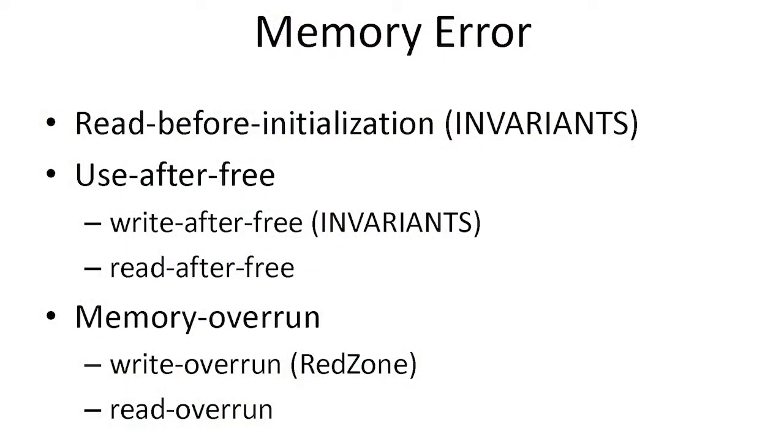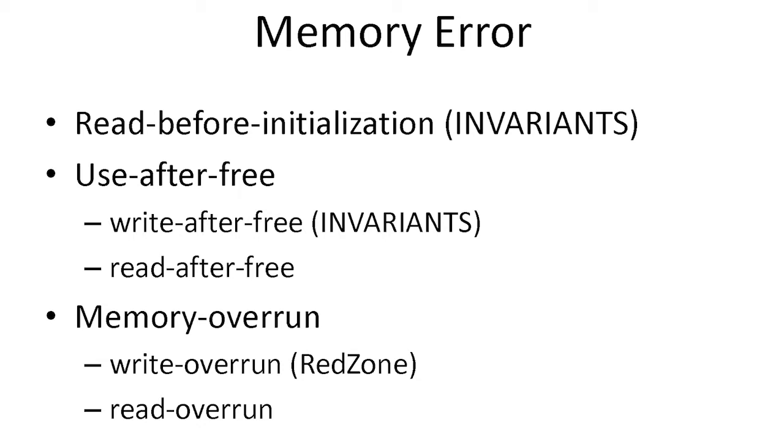First, the memory error is about dynamically allocated memory in the FreeBSD system. There are 3 kinds of memory error. The first is read before initialization, which is when you allocate memory, do not initialize it, and use it. And the second one is use after free.